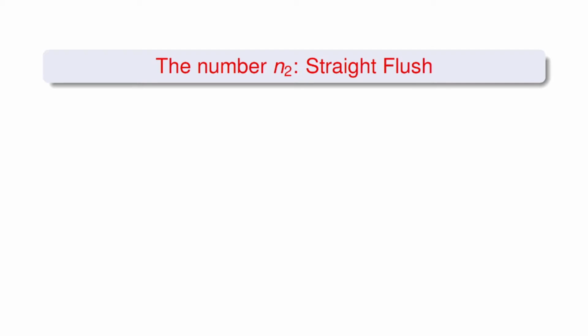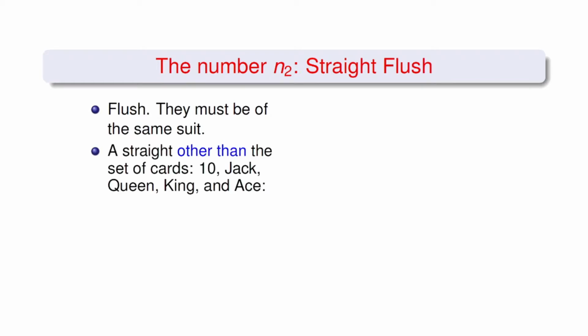Now, secondly, what about the number of straight flushes, the number N2? In order to be a straight flush, you have to be a flush, so the cards must be of the same suit. Second, a straight. It must be a straight other than the set of cards 10, Jack, Queen, King, and Ace, which is a royal flush. So it is a straight, but not a royal flush.